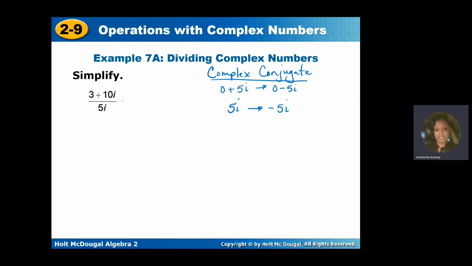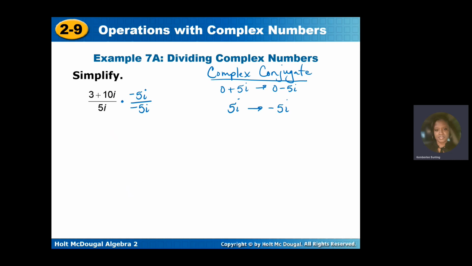Watch this. I'm going to multiply the numerator and the denominator by the complex conjugate. What's my complex conjugate again? Negative 5i. Negative 5i over negative 5i. Now, what is actually happening, young people? I'm not changing the value of this fraction, this ratio. I'm just changing how it looks. Because what is negative 5i divided by negative 5i equal to? It's equal to 1, because when you divide something by itself, it becomes 1.